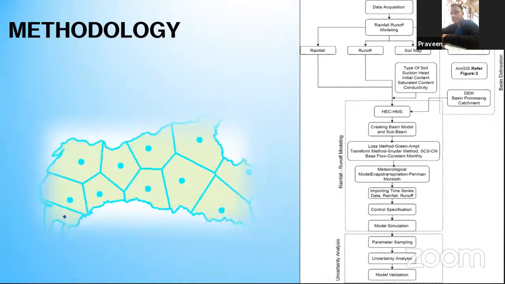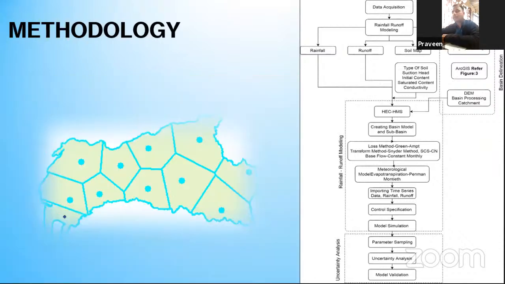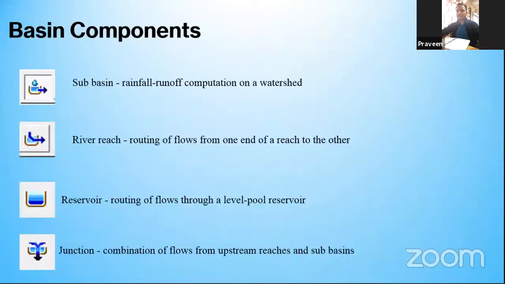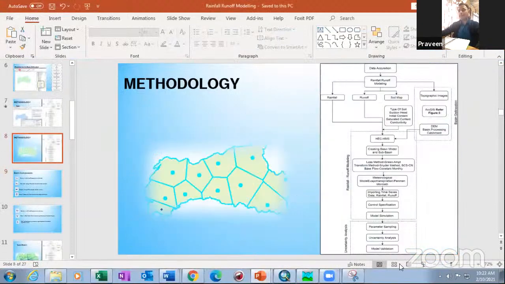So first of all, you create Thiessen polygons. How do you create the Thiessen polygon? Just in ArcMap, search for Create Thiessen Polygons, and whatever point shapefile you created earlier, just give that as input. Then it will create the Thiessen polygons as shown in the figure on the screen. Once you create this, these will be our sub-basins for the entire catchment of the study area.